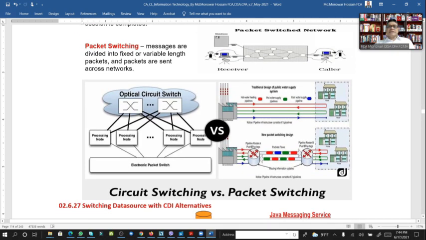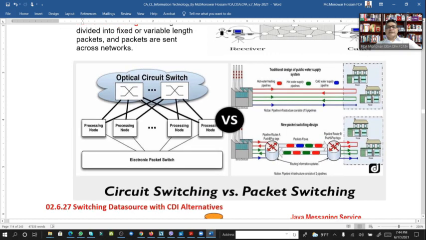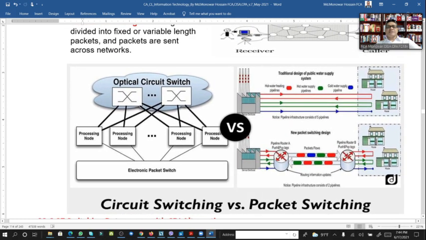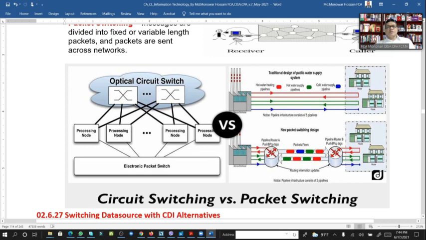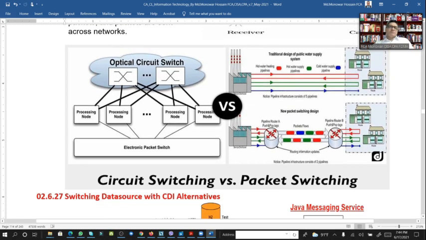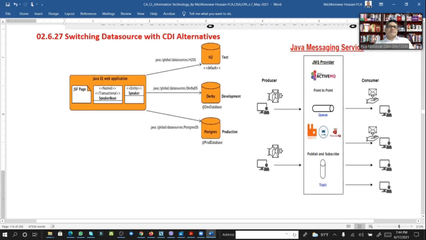So here we can say there are circuit switch and packet switch. What is the difference? Here is the optical circuit switch. Look here, the electronic packet switch: different types of nodes use the processing node and go to the optical circuit switch. And on the right side, the traditional design is like the public water supply system, and in the new packet switching design, that old system is transferred into a new system. So it is the basic logical thing.